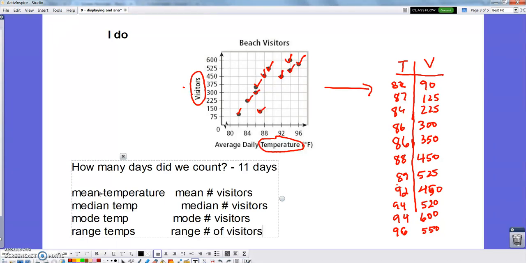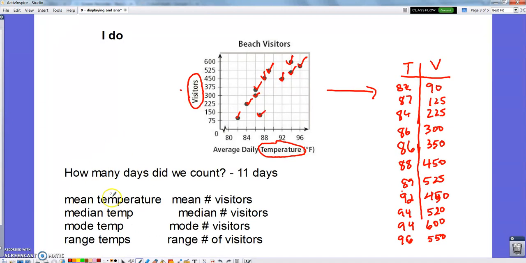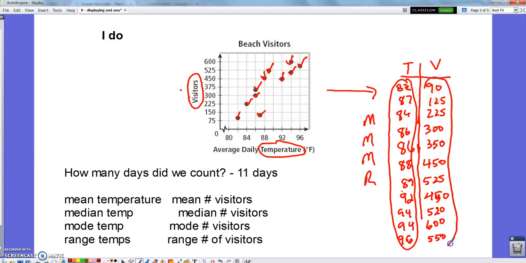I don't want to go find every one of those right now because you're already good at that. We've been doing that for weeks and weeks and weeks, so I don't want to take time and have you watch me calculate these again. But I can take all these temperature numbers and find their mean, median, mode, and range. I can take all these separate data sets. I can take all those number of visitors and find the mean number of visitors, median number of visitors, mode number of visitors, and the range.